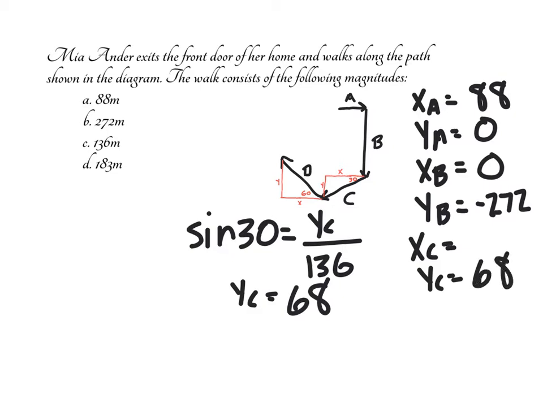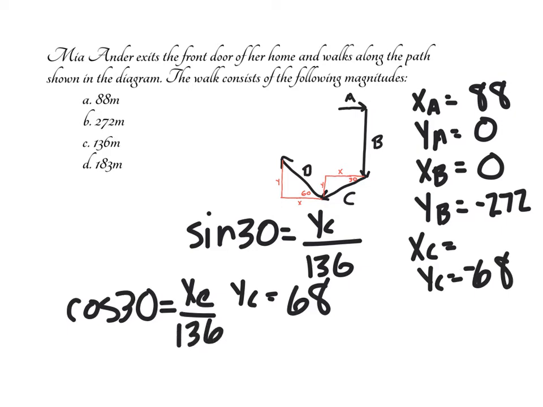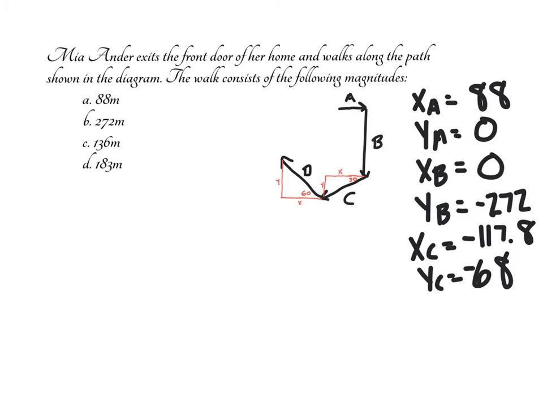Okay, and it is pointed down, so we'll call that a negative 68. And then to find the x part of that, we could do cosine 30 equals the adjacent, so xc, over the same hypotenuse, 136. So our xc is 117.8. That is pointed towards the left, so it's also going to be a negative 117.8.